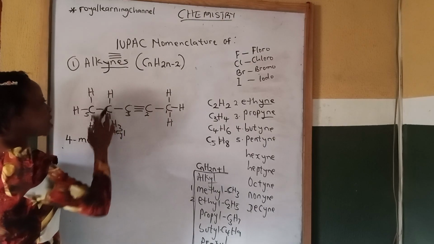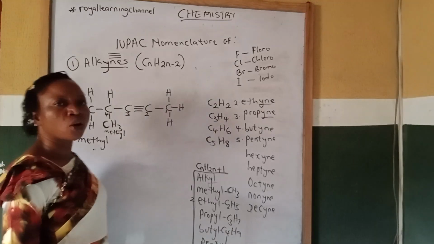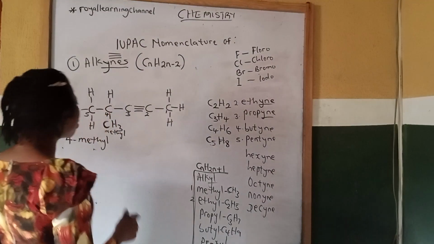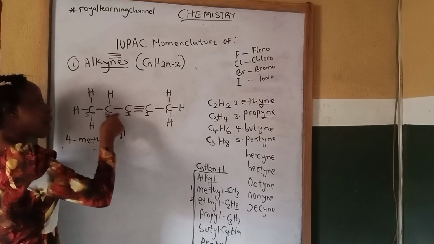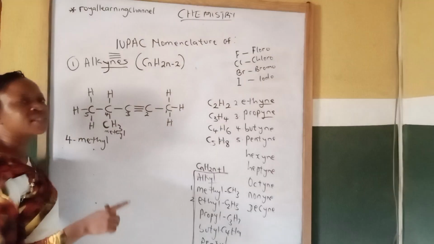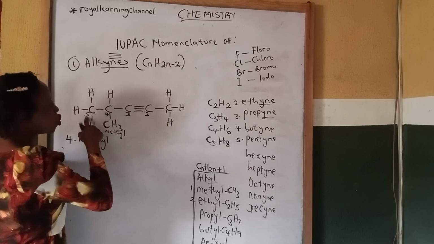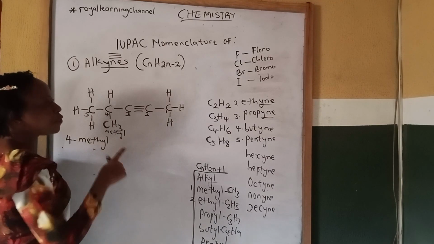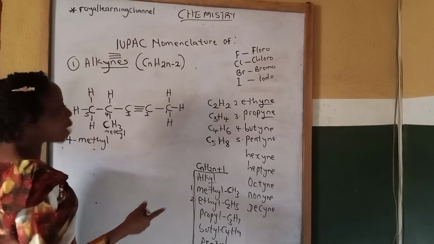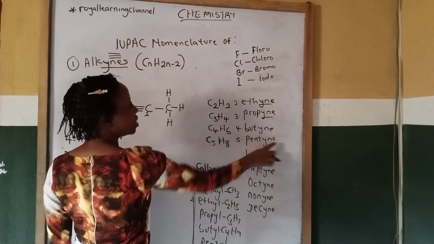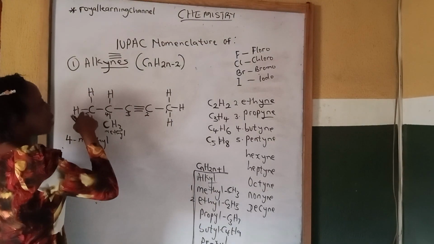Then we don't have another substituent. Hydrogen atoms are not substituents in organic chemistry. So we have named only the substituents that we have. The next thing is to name our root hydrocarbon, which is your longest continuous carbon chain. 1, 2, 3, 4, 5, so the fifth member of alkyne. An alkyne with 5 carbon atoms is pentyne. So my root hydrocarbon is pentyne.